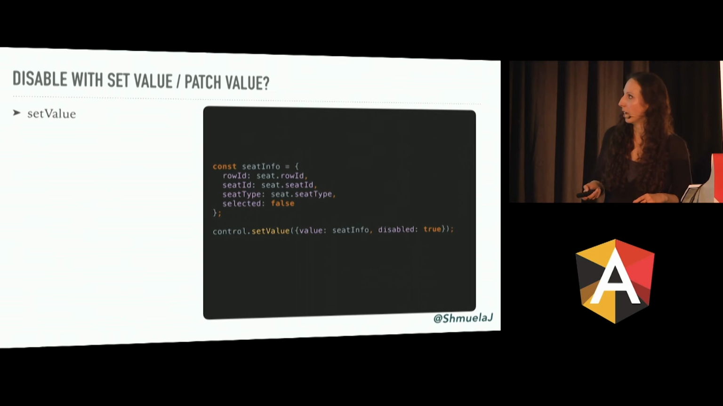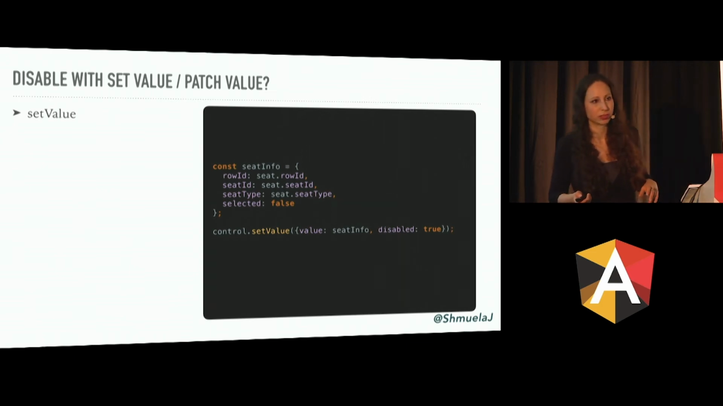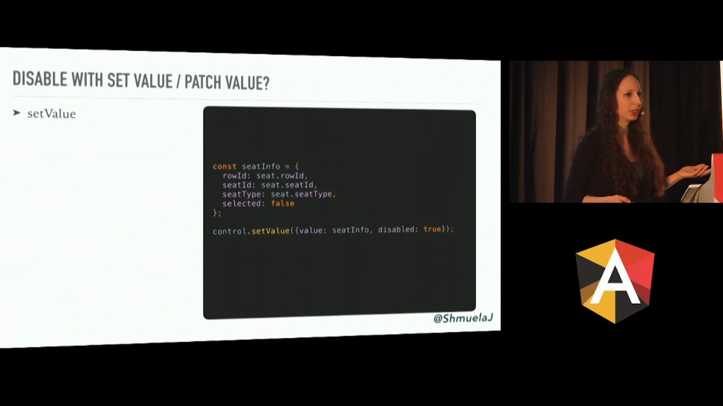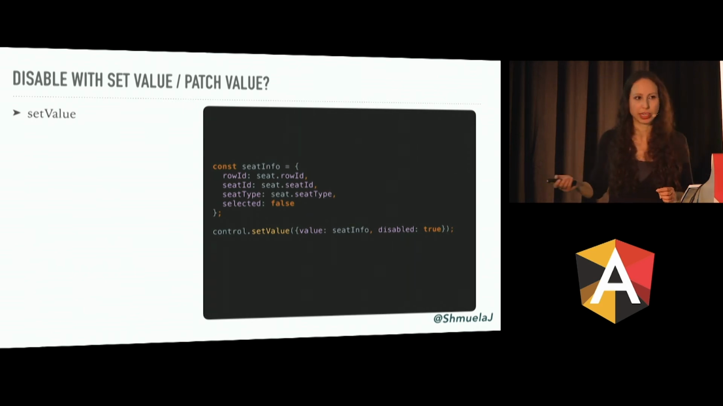All right. And now, what about maybe using setValue or patchValue when you want to disable a control? Can we use this type of object like we used when we created the form control? What do you say? No, that's right. Why not?